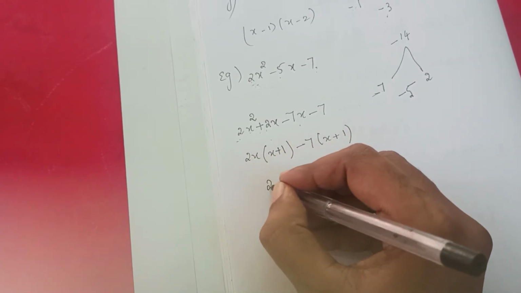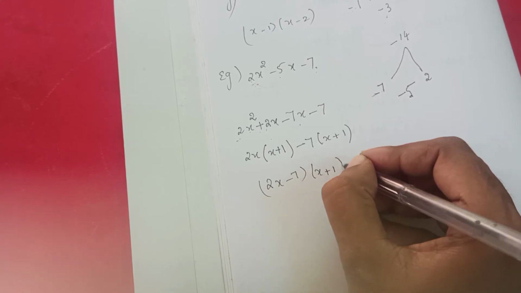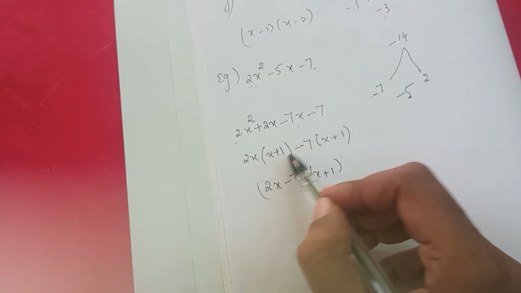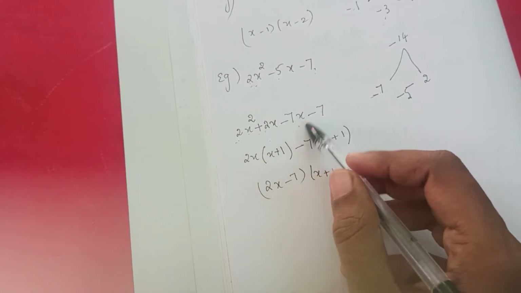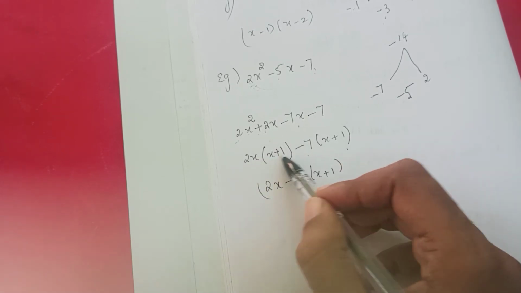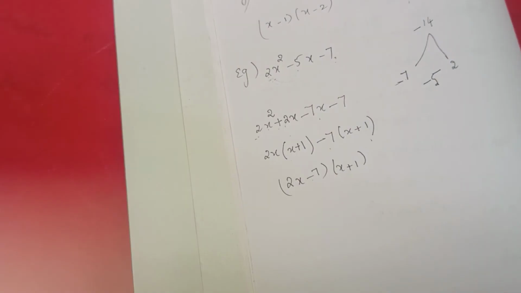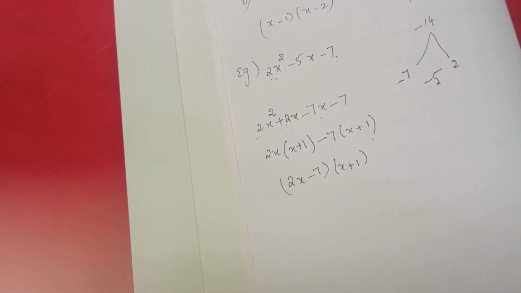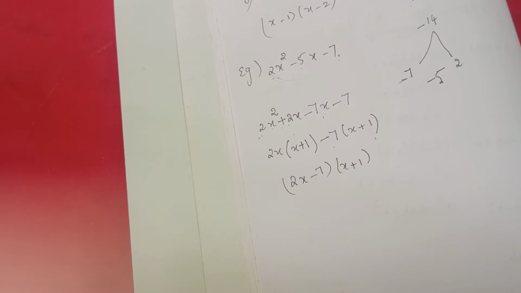So what are the factors? 2x minus 7 and x plus 1. You need to be very careful. When you are doing correctly, you will get these two brackets the same. Okay, 2x if we take outside, x plus 1. Here minus 7 if we take outside, x plus 1 will be the balance. So 2x minus 7 and x plus 1. These are the two factors. I think you got the idea in factorization. If you are very thorough in this, the partial fraction will be very easy for you. Otherwise it will be very difficult.